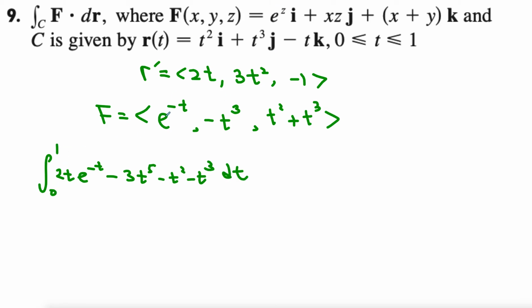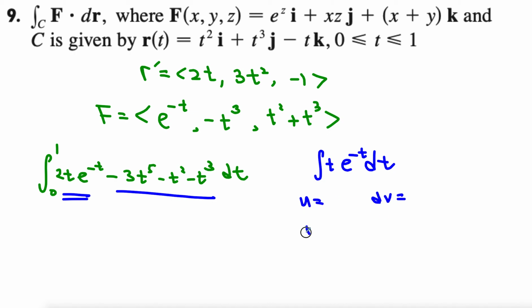We don't have any issue integrating the last three. The first one, we actually have to do by parts. So I'm just going to do this one, t e to the negative t, because I'm just going to factor 2 out. Then we can say u and dv. So u will be t, and then du becomes dt. And then dv is e to the negative t, so v becomes negative e to the negative t. So that's basically what we end up getting.